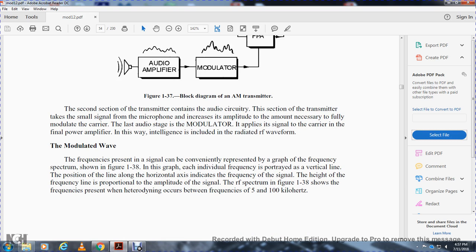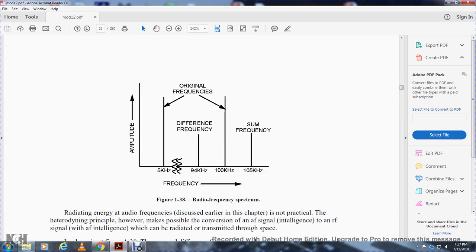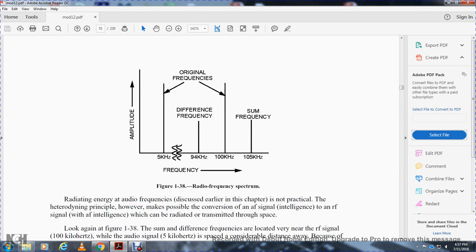The frequencies present in the signal can be conveniently presented by the graph of the frequency spectrum shown in Figure 138. In this graph, each individual frequency is portrayed as a vertical line. The position of the line along the horizontal axis indicates the frequency of the signal. The height of the frequency line is proportional to the amplitude of the signal. The radio frequency spectrum in Figure 138 shows the frequencies produced by the heterodyne occurring between frequencies of 5 and 100 kilohertz: the sum frequency, 105 kilohertz, the difference frequency, 95 kilohertz, and the original frequencies, 5 and 100 kilohertz.